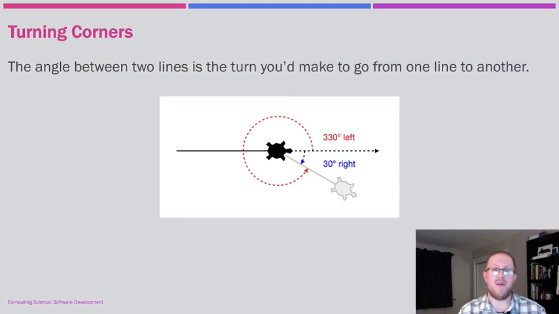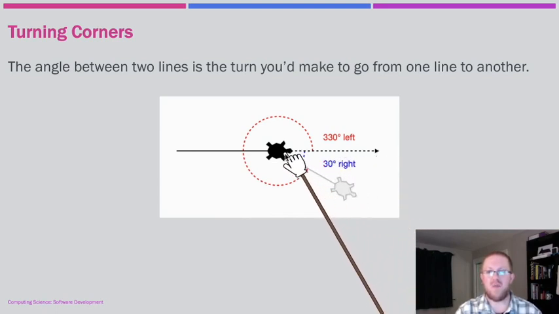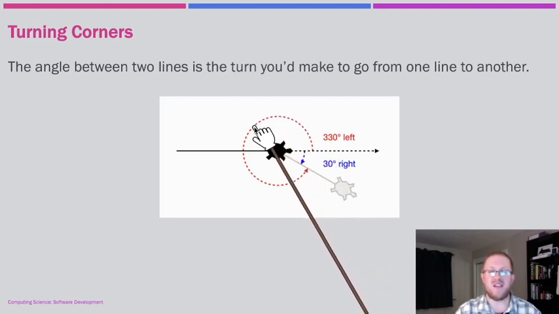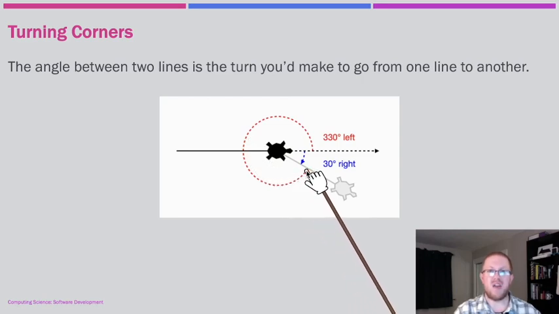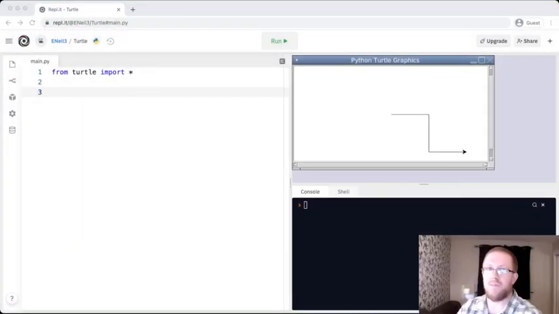So when we're talking about turning, we're talking about the angle between one line and another. For example here, if the turtle is going this way, and I turn 30 degrees right, I will be here. An alternative to going 30 degrees right is going 330 degrees to the left, and you'll get to the same position. So combining forwards and lefts and rights, we can actually create shapes. I wonder what shape this is going to create on the screen. Let's have a wee look at it in REPL.